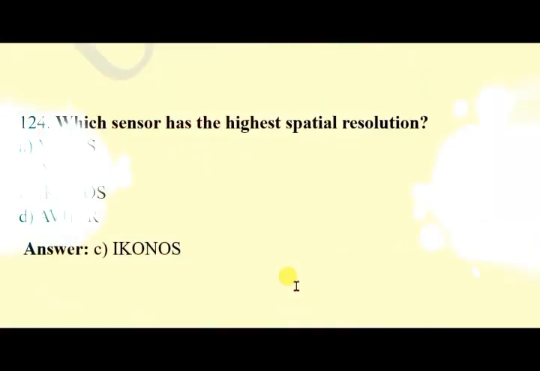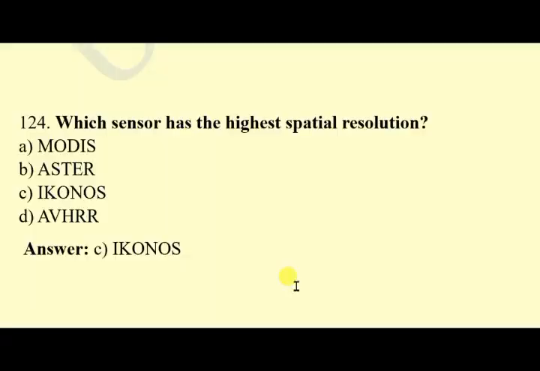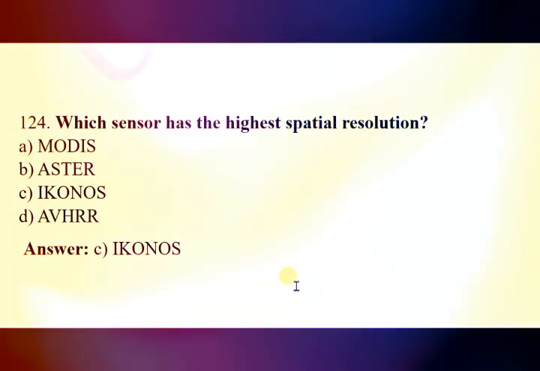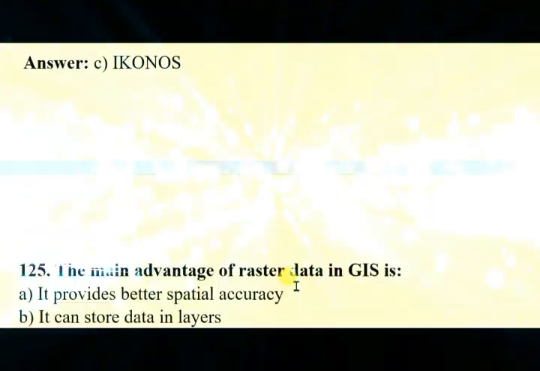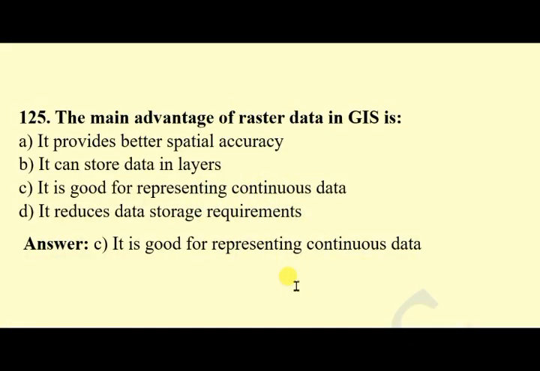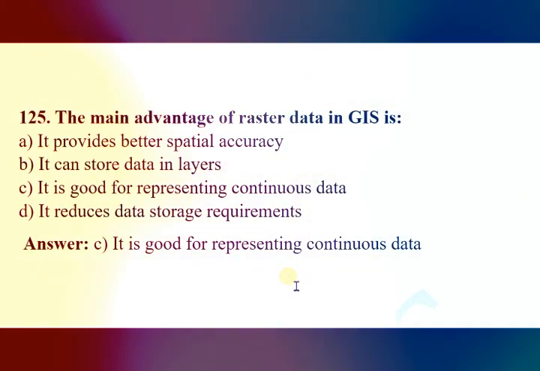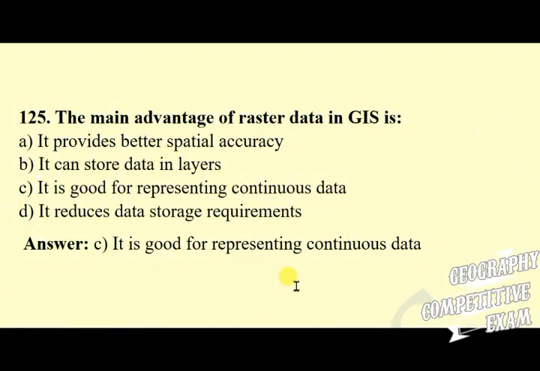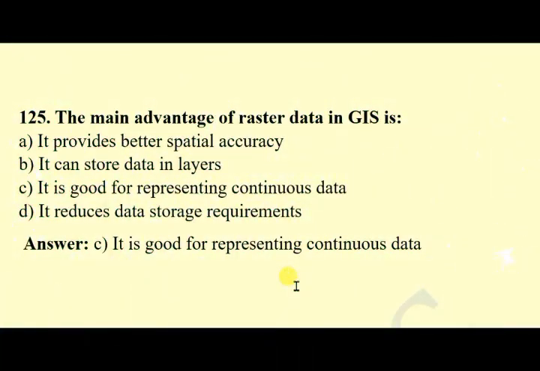Question 124. Which sensor has the highest spatial resolution? MODIS, ASTER, IKONOS, or AVHRR. Here the right answer will be IKONOS. Question 125. The main advantage of raster data in GIS is it provides better spatial accuracy, it can store data in layers, it is good for representing continuous data, it reduces data storage requirements. So the right answer will be it is good for representing continuous data.